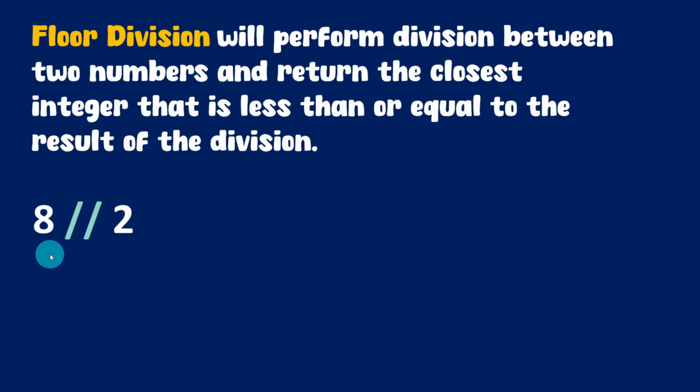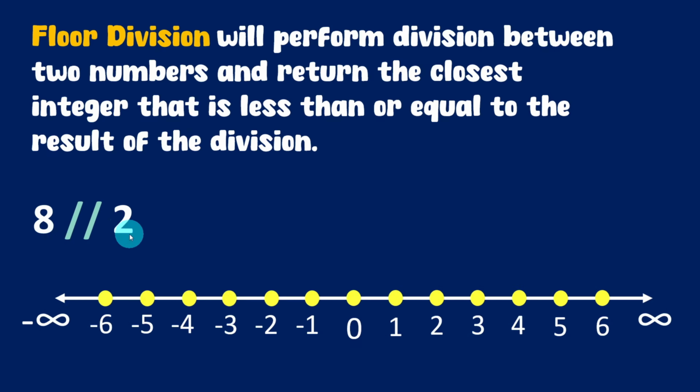Now let's find out 8 floor division 2. When we have to perform floor division operation between two numbers, first we have to perform division between these two numbers. So let's divide 8 with 2. When we divide 8 with 2, we will be getting 4. Next we have to find the closest integer that is less than or equal to this number. The integer that is less than or equal to 4 is 4 itself. Hence 8 floor division 2 will be 4.